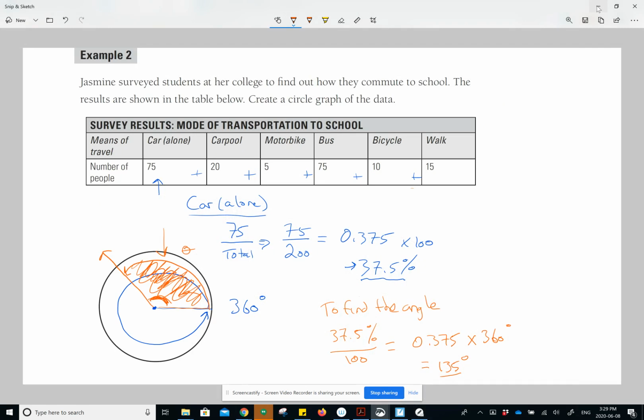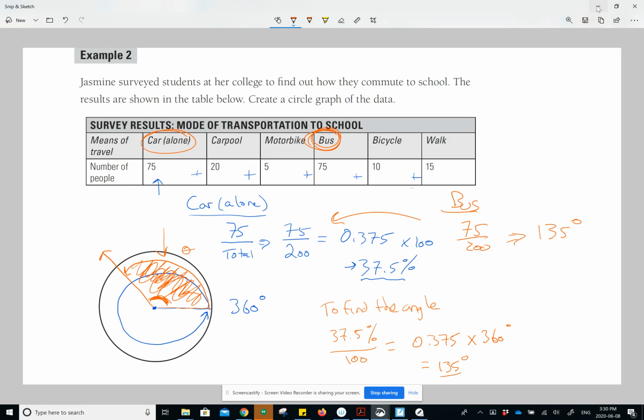So you can see I was talking about the bus here on that next one. So for the bus, again, I did the same thing, 75 out of 200. It's exactly the same calculations as this, right? I multiply 37.5 by 360. I'm going to get 135 degrees again. Those two are exactly the same, which is nice. But now let's do the other examples.